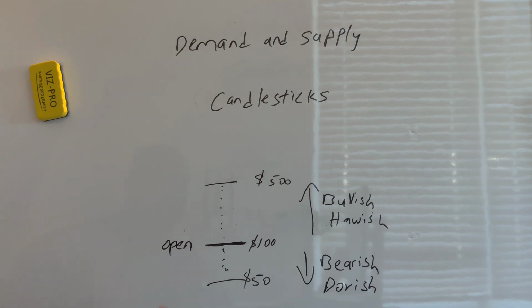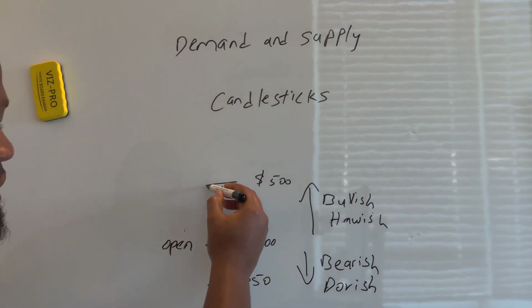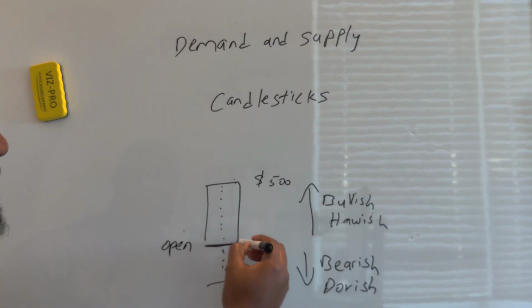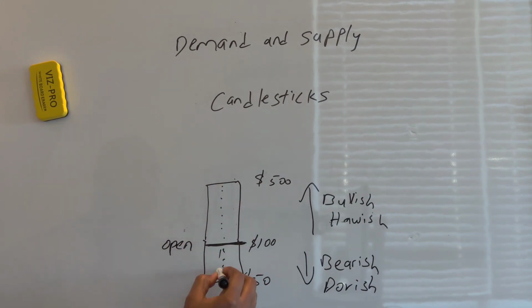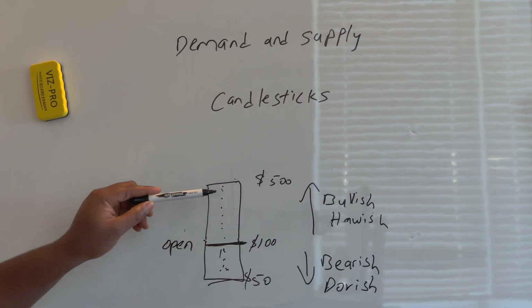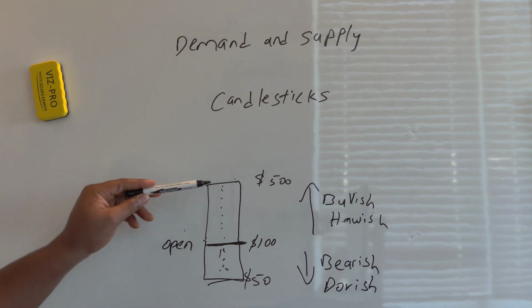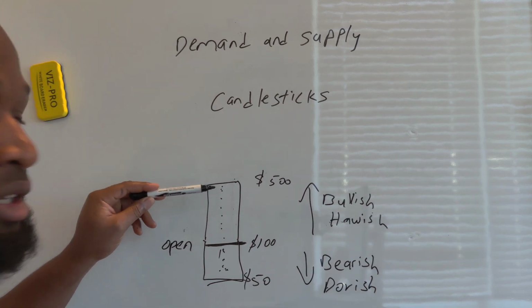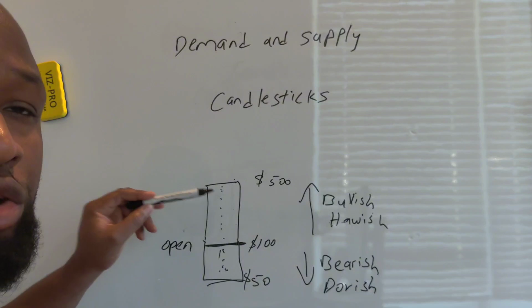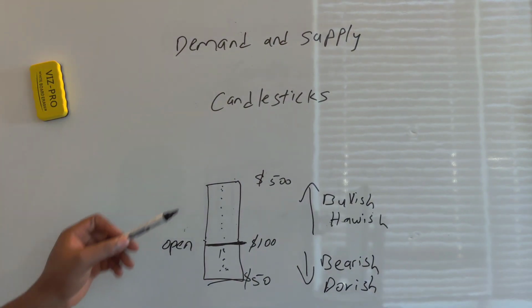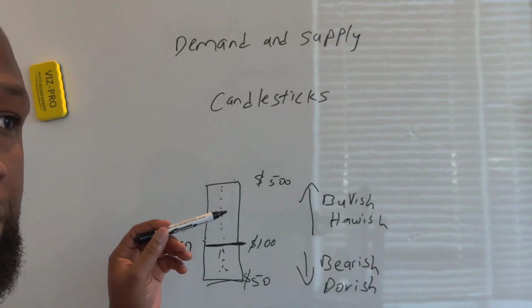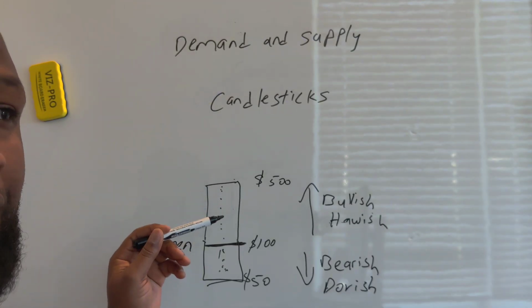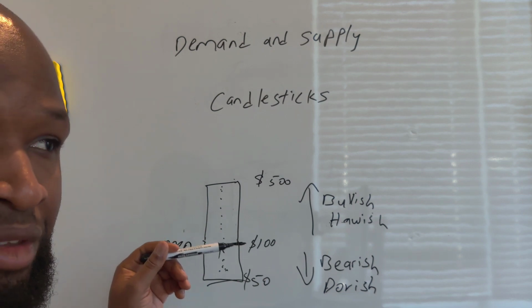Okay, so now let's just draw this like this. This is how you see it. So this is a candlestick. Usually it is color coded, and it's usually either blue, green or red. Green is usually used to signify bullish. Red is usually used to signify bearish. That means the market is falling.